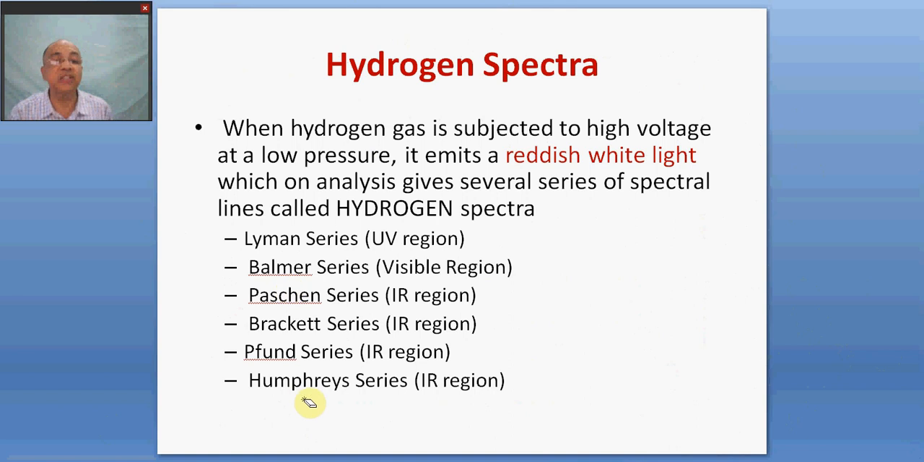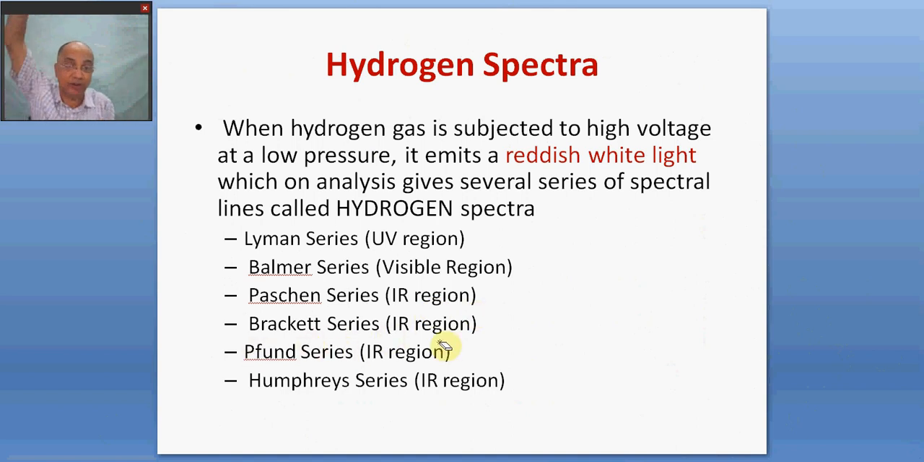These are the different series. One is the Lyman series that falls in the ultraviolet region. The Balmer series, about which we were discussing a few seconds ago, falls in the visible region. We can have a look on a screen or also on a photographic plate. Then the Paschen series that falls in the IR region. The Brackett series also in the IR region.